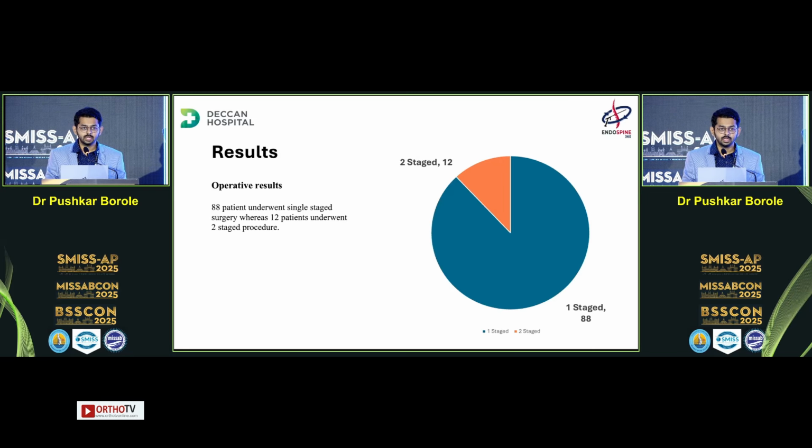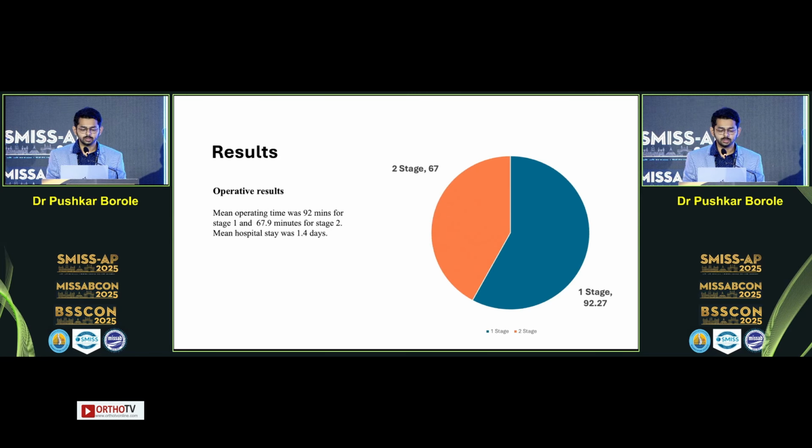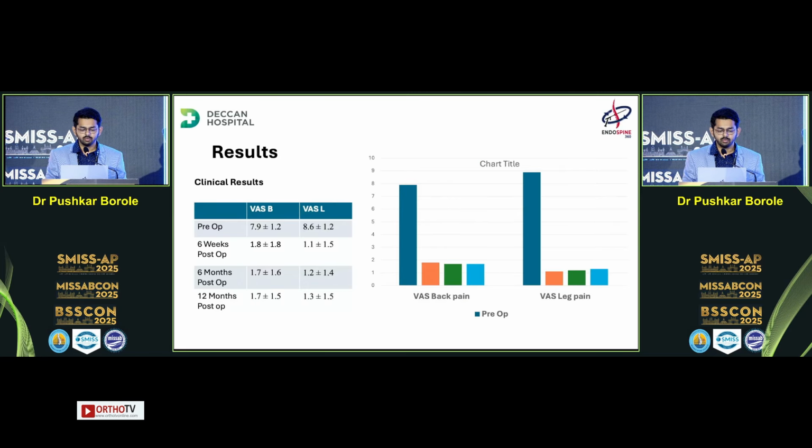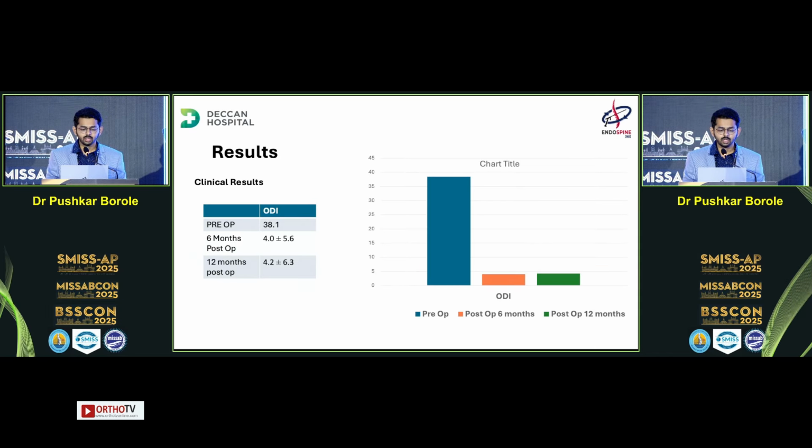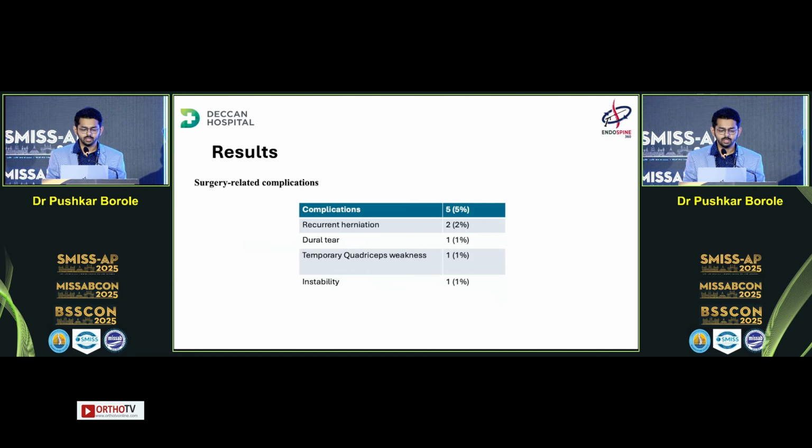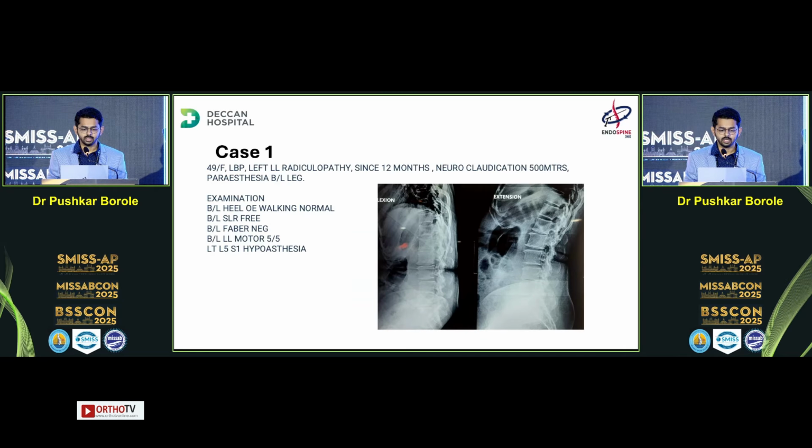88 patients underwent a single-stage procedure, whereas 12 patients underwent a 2-stage procedure. These are our operating timings. There is a significant improvement in VAS score of back pain and leg pain, and good improvement in ODI score as well. Our complication rate was around 5%, with recurrent herniation in 2%, dural tear, a single case of temporary quadriceps weakness, and 1 case of instability.